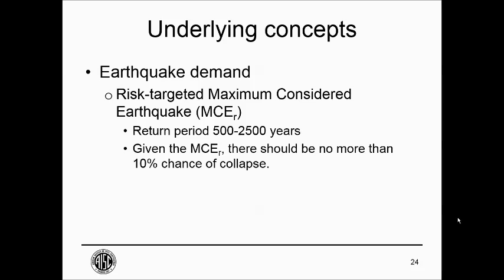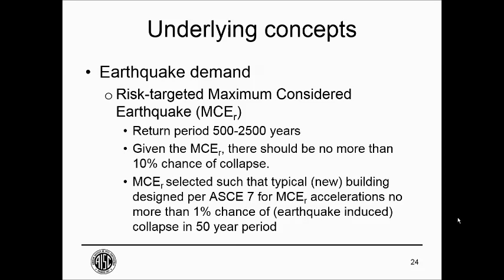So how do we arrive at this level of shaking? Well, this level of shaking has to be such that the probability of reaching this level of shaking, combined with the probability of collapsing under this level of shaking, should produce no more than a 1% chance of earthquake-induced collapse in a 50-year period.